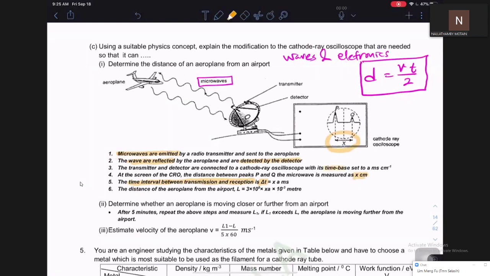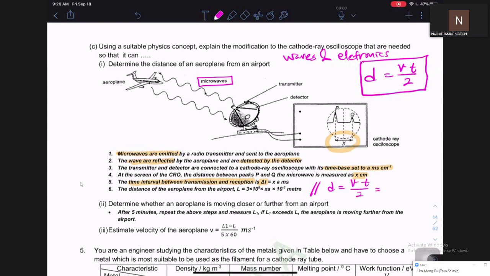And then the time base is set to a millisecond per division. So if you want to find the time interval, take the distance between the two peaks, times with the setting on the time base, you will get the time from the moment you send and then the reflected sound is detected. Okay, and then the distance of the aeroplane from the airport. Okay, you can write like this. Distance, you want to write D also can. Okay, V T over 2. Correct? Formula. They will give you marks for the formula.